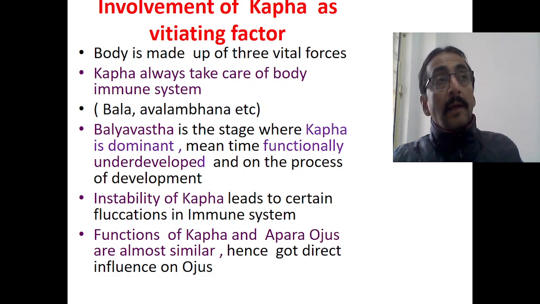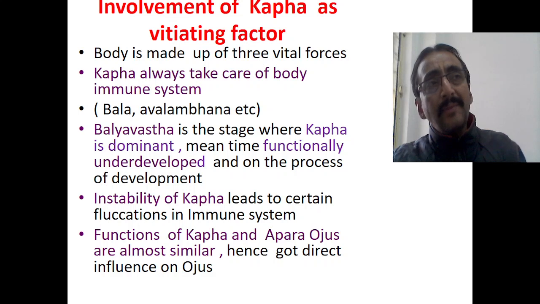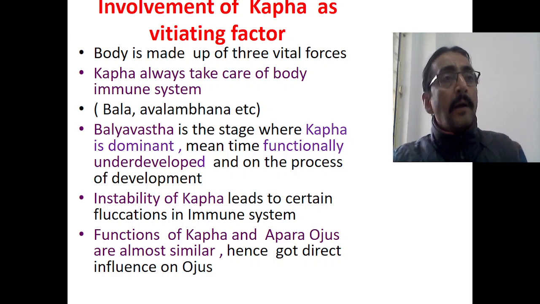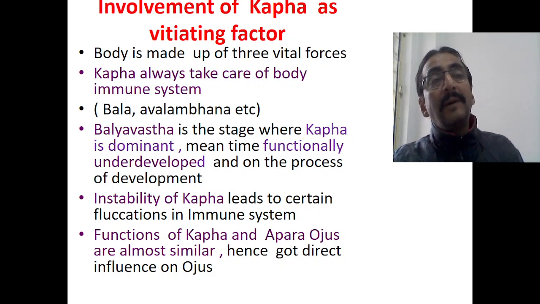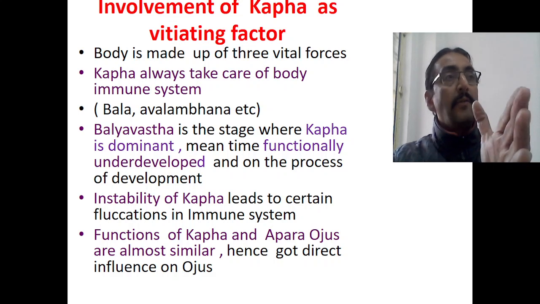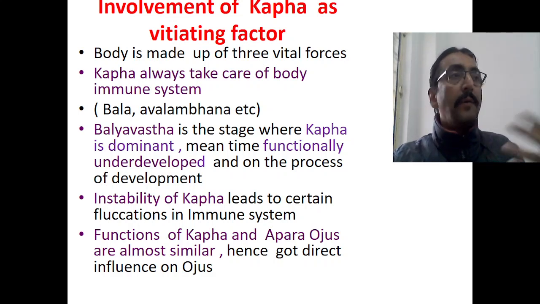Therefore, we know that balyavastha is the stage of kapha dominance, and in the meantime, functionally, this kapha is not completely developed; it is underdeveloped and in the process of development. That means the immune system in a newborn child or in the pediatric age group is more functional because the child is exposed to more and more infections. Therefore, the immune system is more active and alert, but it is not complete functionally and structurally. It is on the way of development, so a growing baby will have a lot of infections.